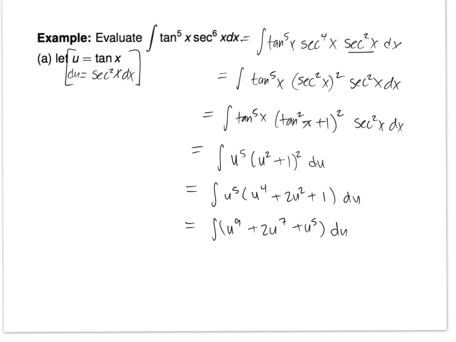So what's the antiderivative of u to the ninth? 1/10 u to the tenth, so we'll say 1/10 tan to the tenth x. The next one's going to be 2/8, right? So 1/4 tan to the eighth x plus 1/6 tan to the sixth x plus c.